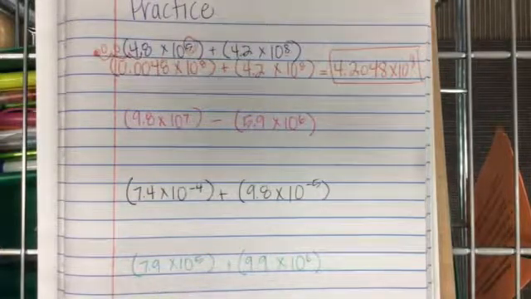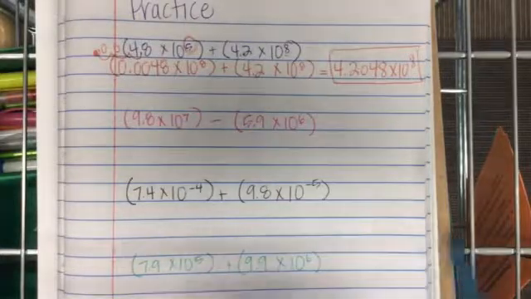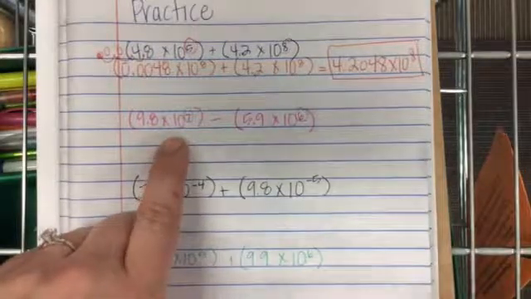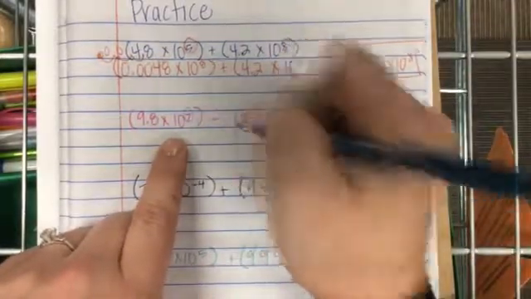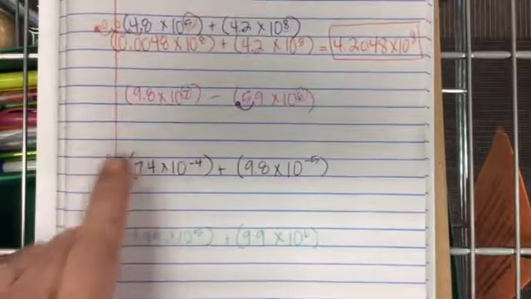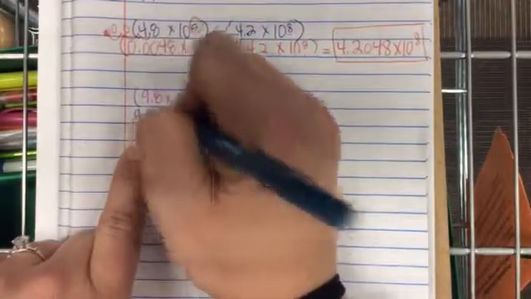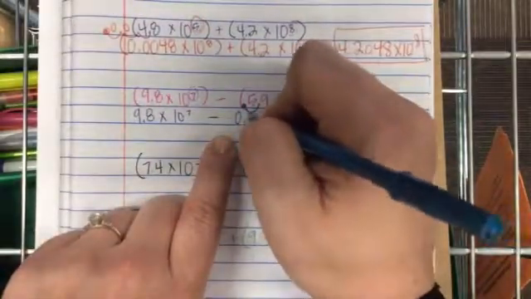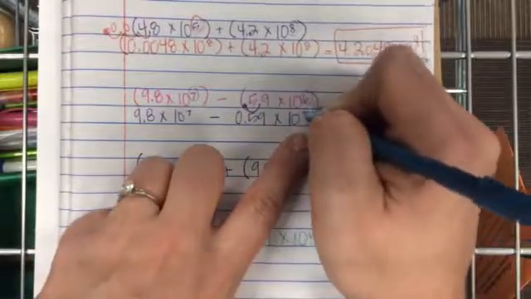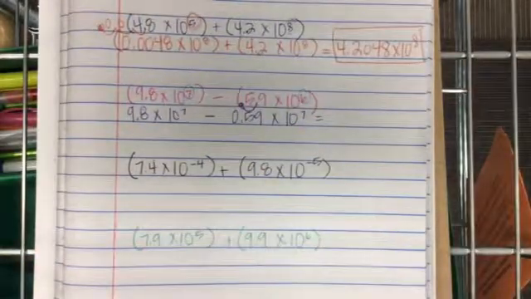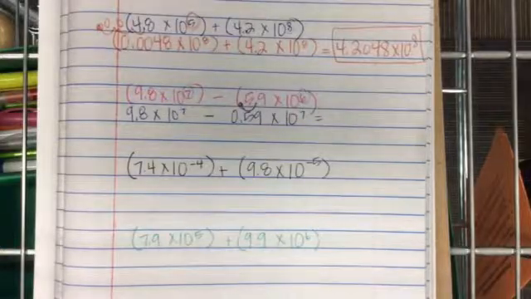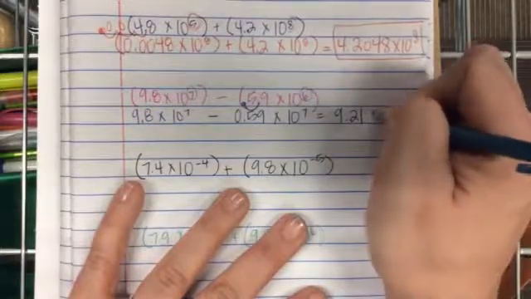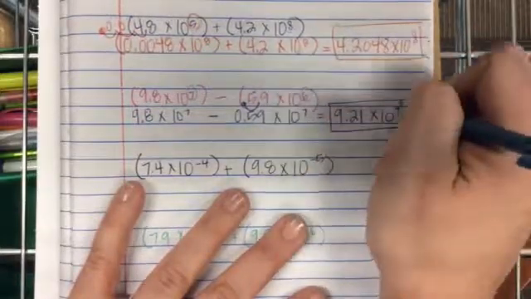Second problem. To make 6 become 7, move it once. So 9.8 times 10 to the 7th minus 0.59 times 10 to the 7th. 9.8 minus 0.59 is 9.21 times 10 to the 7th.